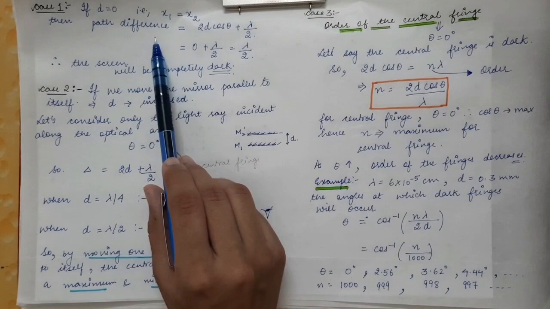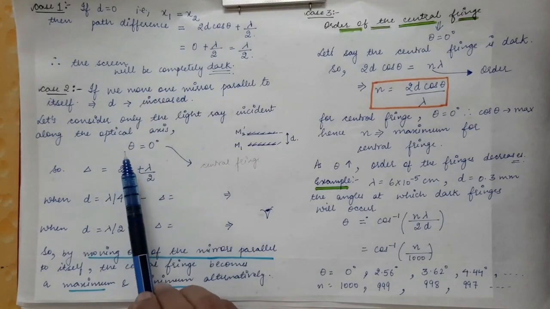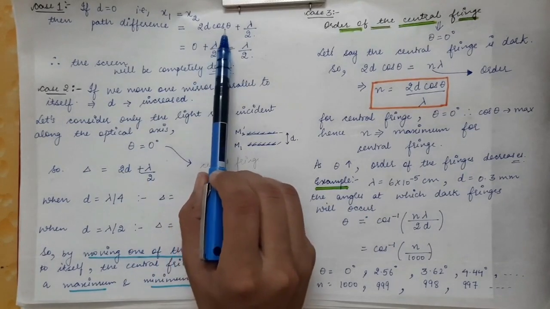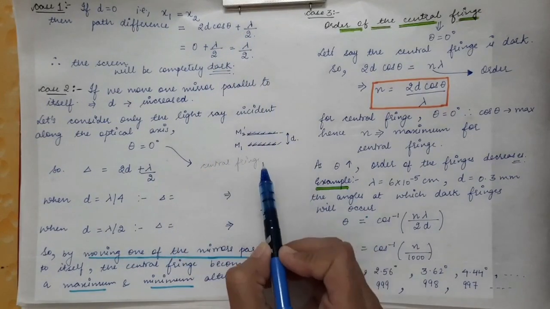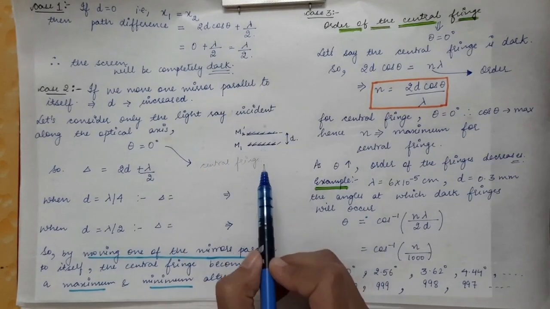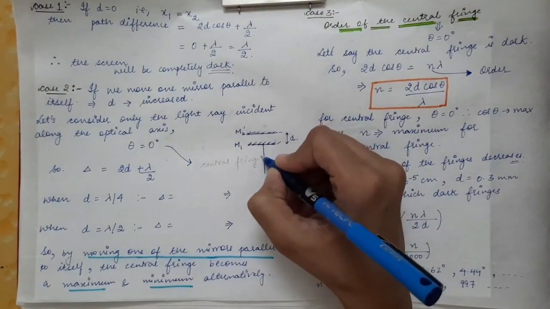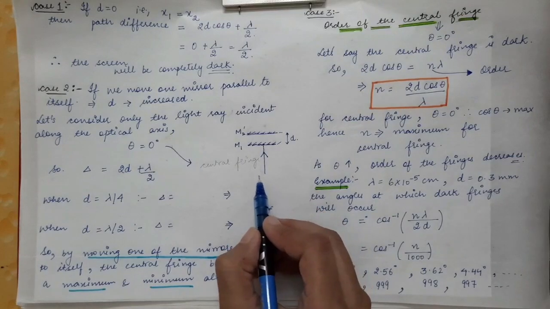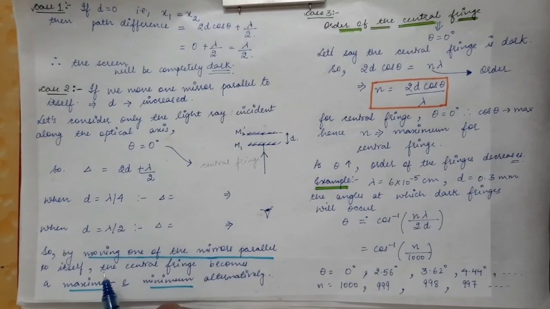So we will see just the case of central fringe. The central fringe appears when theta is equal to 0. That is the rays which are incident on the mirror M1 at 0 angle of incidence, these rays. This is the first ray, it will get reflected from M1, then it will pass through and it will get reflected from M2 prime.